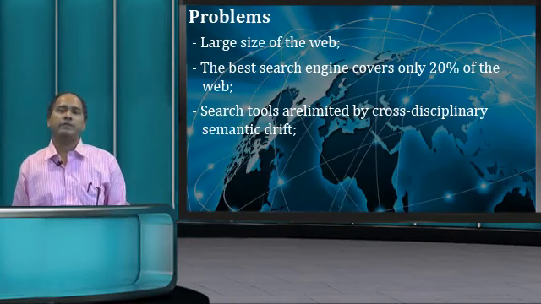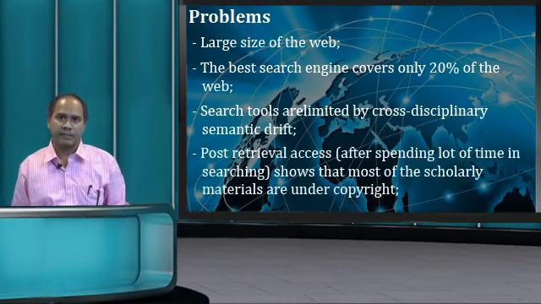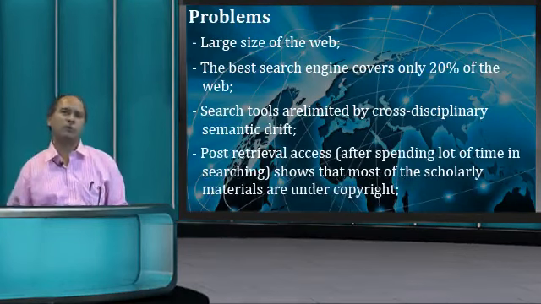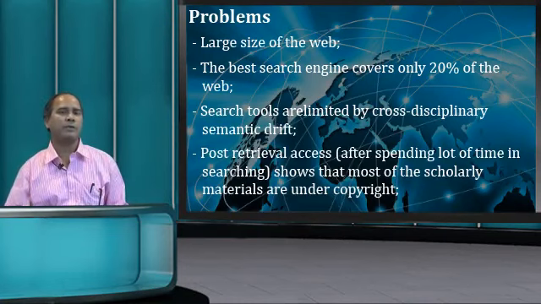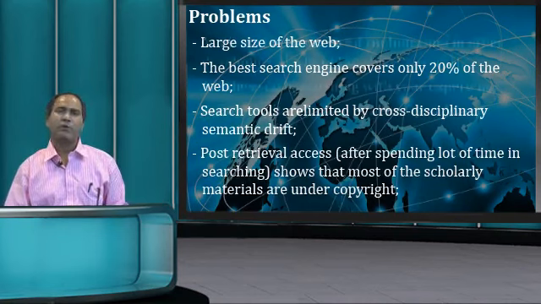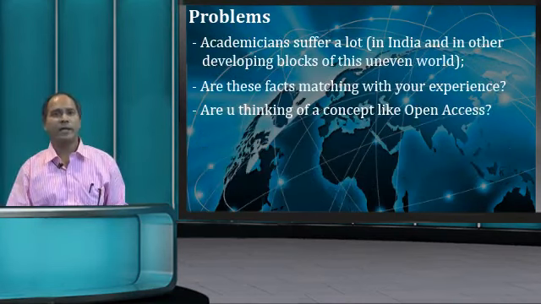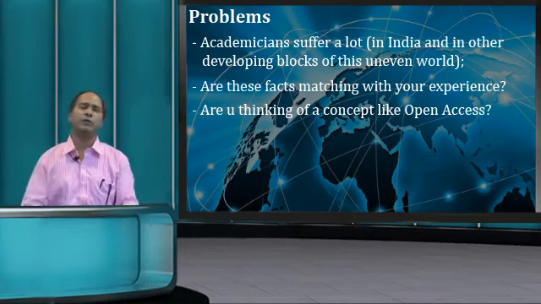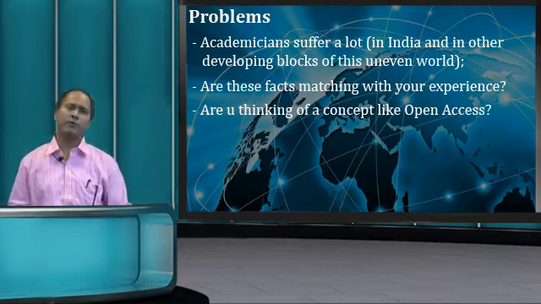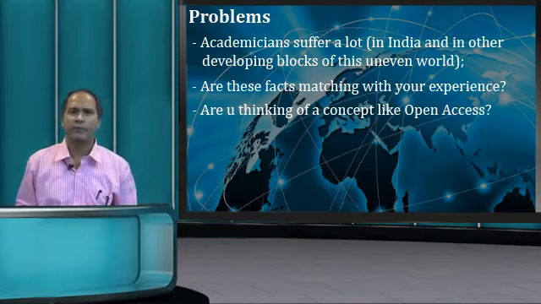Then next is the post-retrieval access problem. After spending a lot of time searching, in most cases you find that many of the scholarly resources you have retrieved are under copyright, and you don't have access to the full text. So academicians suffer a lot in India and in other developing parts of the world, and after spending so many hours on internet searching, we get only a handful of resources, most of them copyright protected.